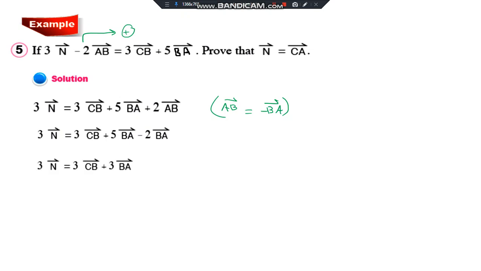So 3CB plus 3BA equals 3n, and we take 3 as a common factor. So 3n equals 3 multiplied by (CB plus BA). From the triangle rule, CB plus BA equals CA. So 3n equals 3CA, so cancel 3 with 3, and n is equivalent to CA.